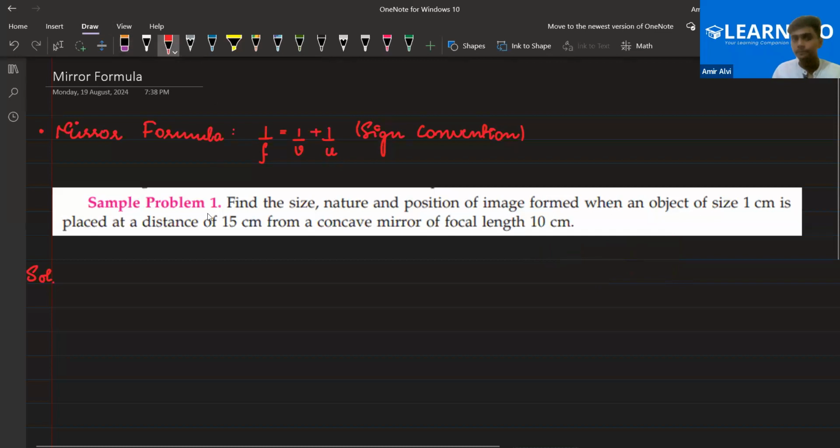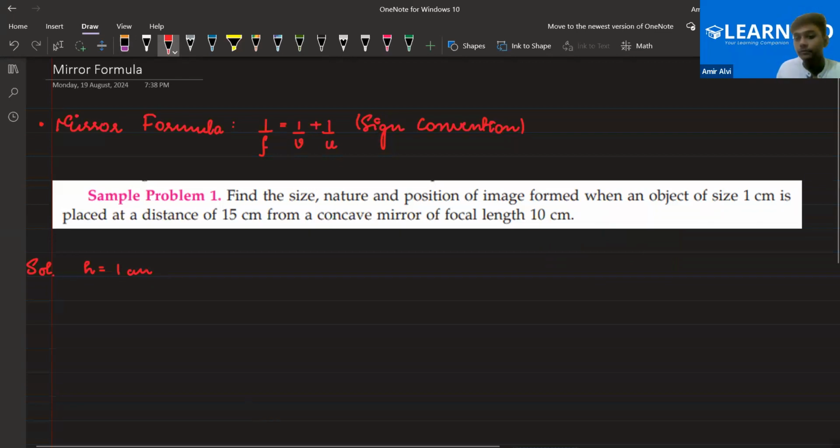Clear? So now let's understand this thing one by one. First of all, our task is to write all the given information. Okay? So size of object is given. It means that height of object is given. That is 1 centimeter. Why is it positive 1 centimeter? Because the object is placed upright, na? It is above the principal axis. If I'm sitting right now, if I'm taking the ground as principal axis, then I'm above the principal axis. Yes or no? My upper body height is above the principal axis. So that's why it is 1 centimeter positive.